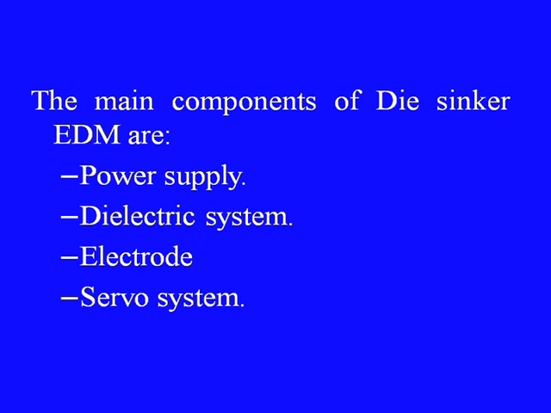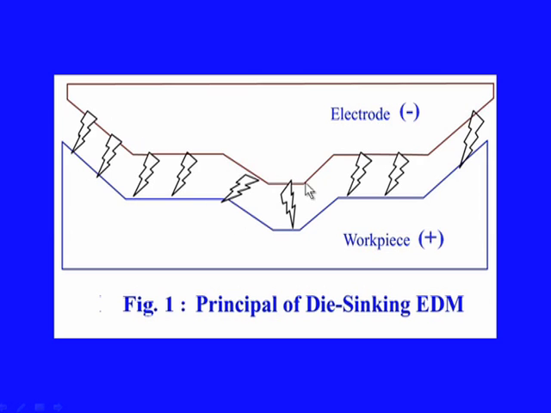Therefore, we have seen that the principle of working in die sinking and normal EDM are equivalent. The main components in die sinking EDM are the power supply, dielectric system, electrode and the servo system. So, this is the schematic which explains the principle of sparking. This is the electrode and this is the workpiece, which is usually connected to the positive terminal of the power supply.